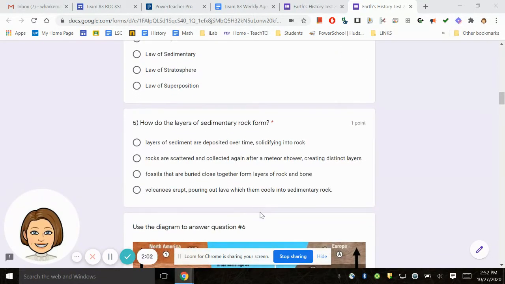Number 5, how do the layers of sedimentary rock form? Layers of sediment are deposited over time, solidifying into rock. Rocks are scattered and collected again after a meteor shower, creating distinct layers. Fossils that are buried close together form layers of rock and bone. Or volcanoes erupt, pouring out lava, which then cools into sedimentary rock.